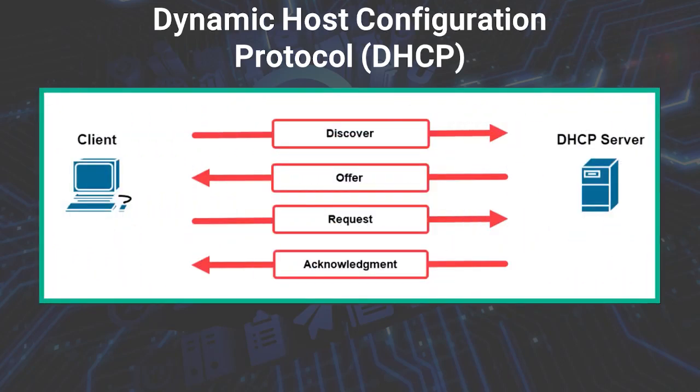In this diagram, we can see the DHCP four-way handshake, which takes place between a client and a DHCP server. This occurs whenever a client connects to a network for the first time. It will send a discover, the server will respond with an offer, the client will then respond with a request, and the DHCP server will finally send an acknowledgement back to the client.